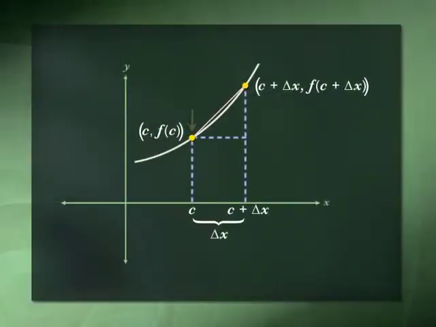Here's the picture. Our point was c, f of c, and the neighboring point is c plus delta x, f of c plus delta x. Notice on the x-axis you have the point c, and then the neighboring point is c plus delta x. As delta x goes to 0, that point moves down towards c.